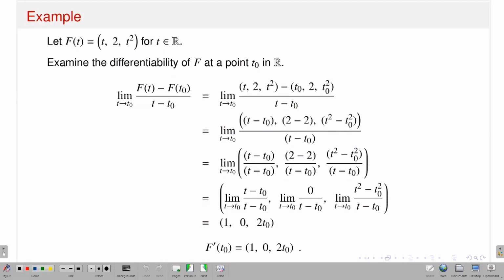Okay, just very simple examples. Consider the function capital F. This is a function from where to where? This is a function from R to R3. And how is it defined?